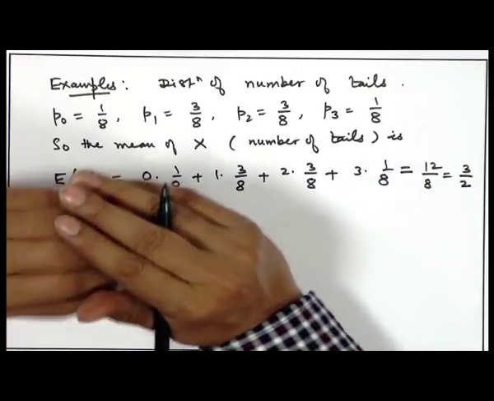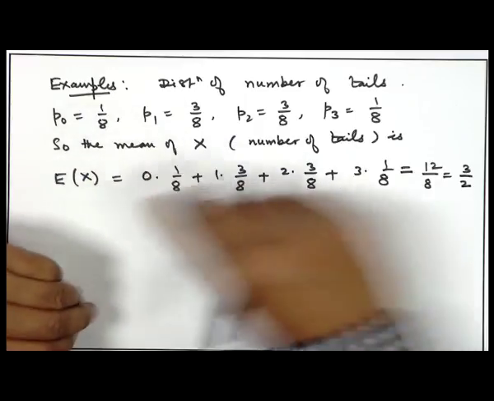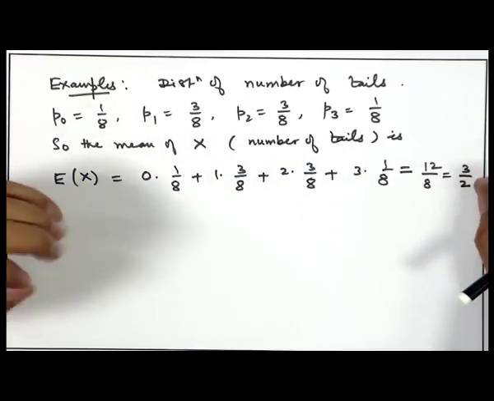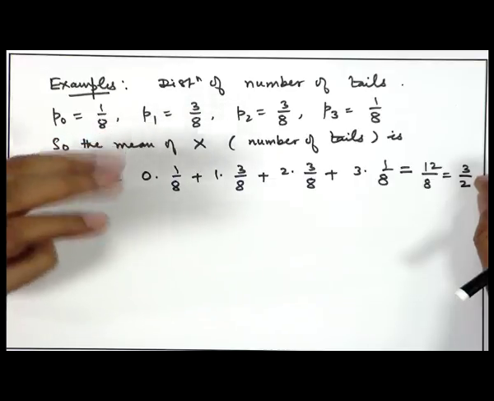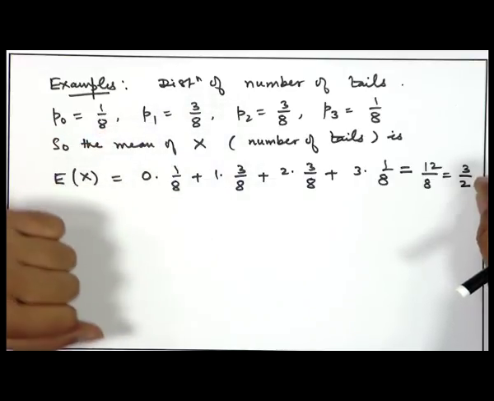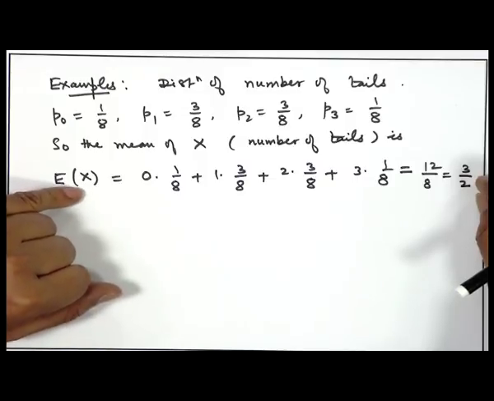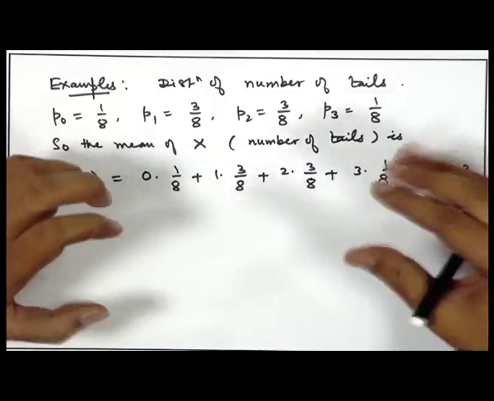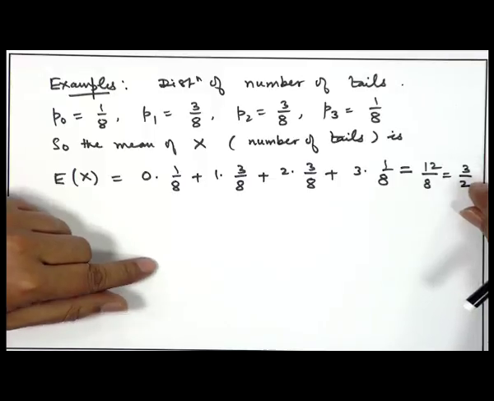Now, one may wonder what is the meaning of this? I am getting a fraction. Actually, the number of tails is 0, 1, 2 or 3. So, that is an integer value. The expected value or the mean does not mean that it has to be one of those values, but it is some intermediate value here. The values are 0, 1, 2.